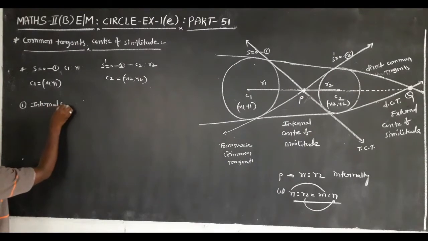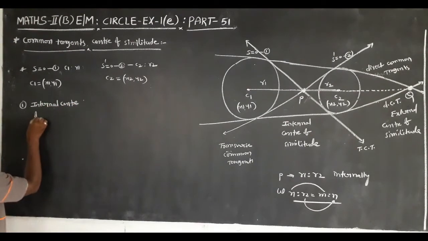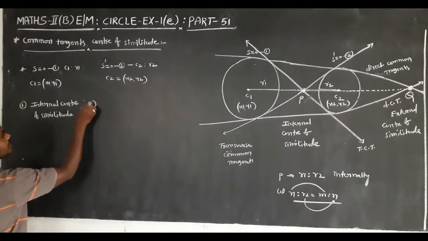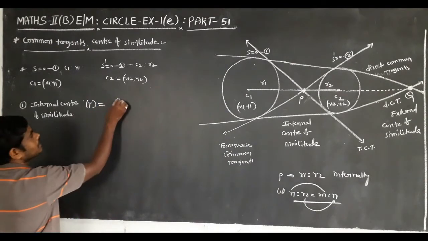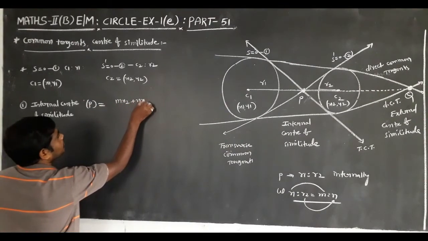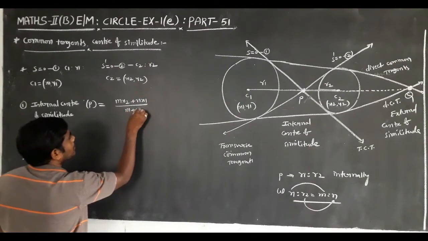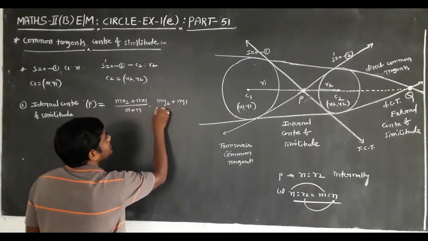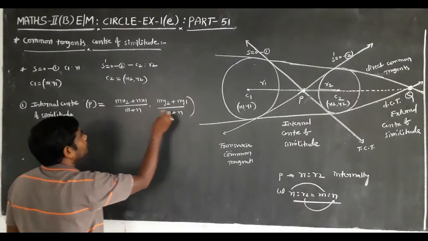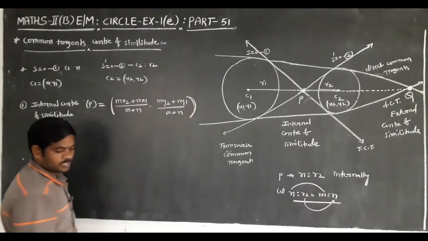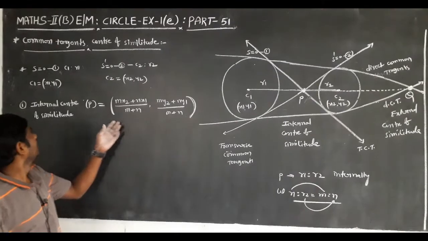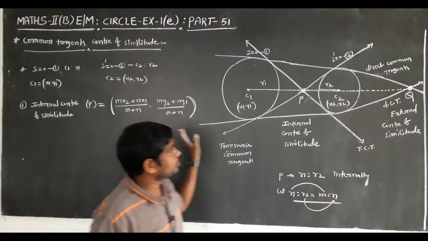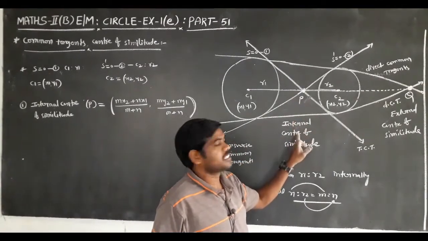Internal center of similitude. The internal center of similitude P is equal to mx2 plus nx1 by m plus n, comma my2 plus ny1 by m plus n. This is the formula for finding the internal center of similitude. Here P is the internal center of similitude.